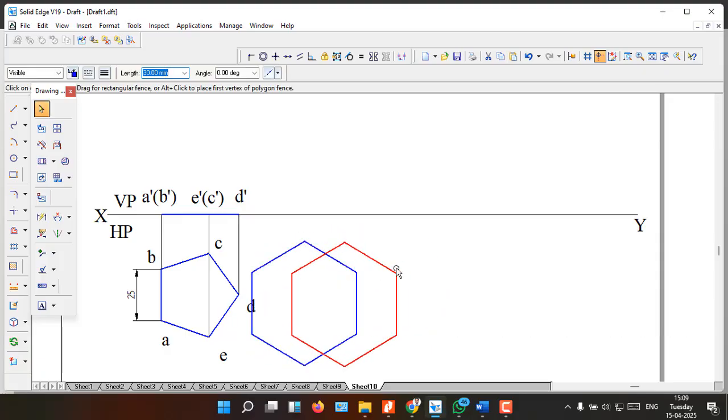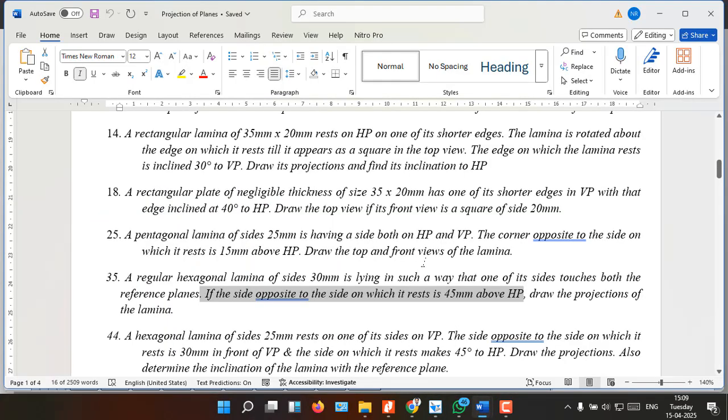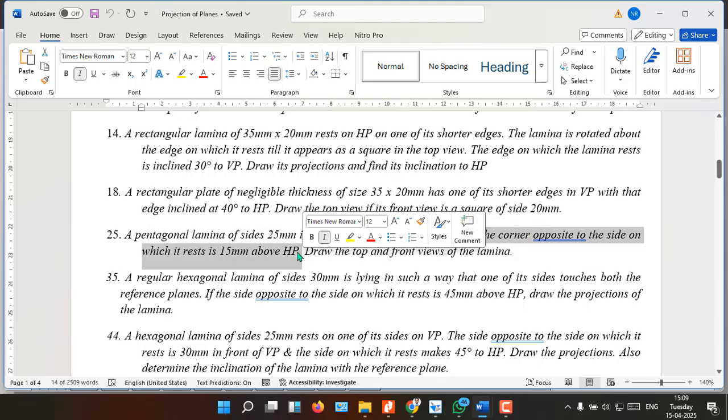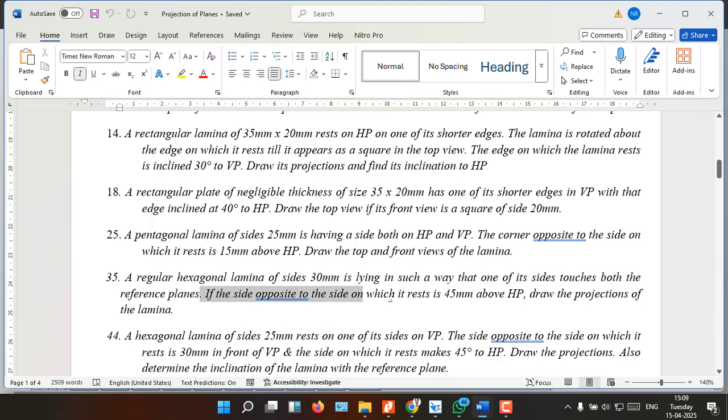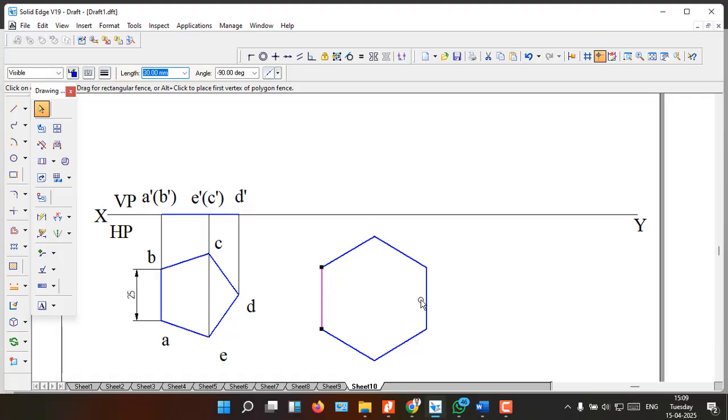So this is how exactly it is rotated. When a hexagon is resting on a side, we have an opposite side. But when we have a pentagon resting on a side, there will be an opposite corner. That is what we need to understand here. In problem 25, he says the corner opposite to the side on which it rests is 15 millimeter above. But here it is the side opposite to the side on which it rests. That means in the hexagon we get one side opposite to the resting side, but in the pentagon we get one corner opposite to the resting side.